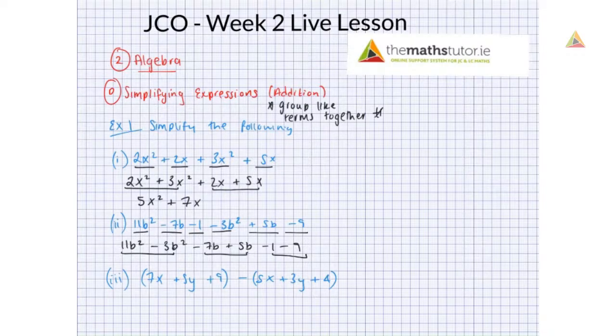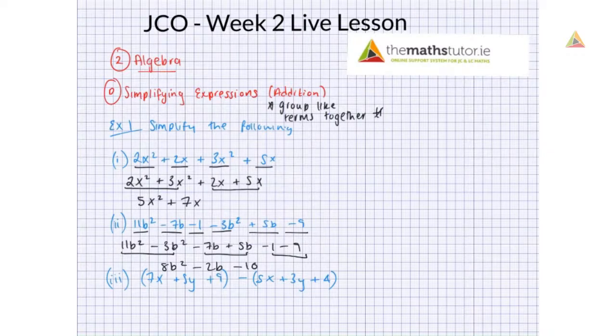11b squared, take away 3b squared, is going to give us 8b squared. Minus 7b plus 5b gives us minus 2b. And finally, minus 1, minus 9 is minus 10. And that's it simplified.